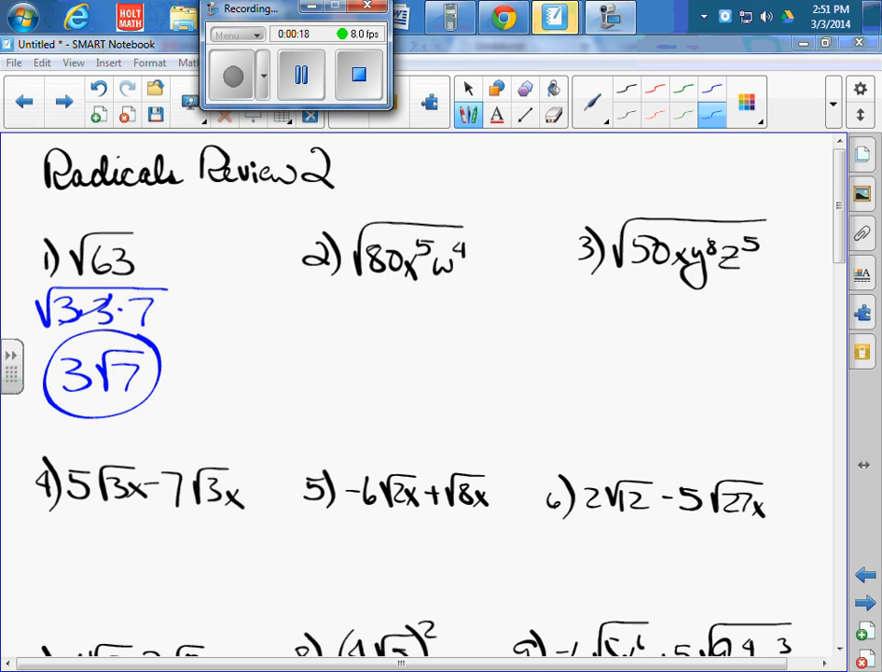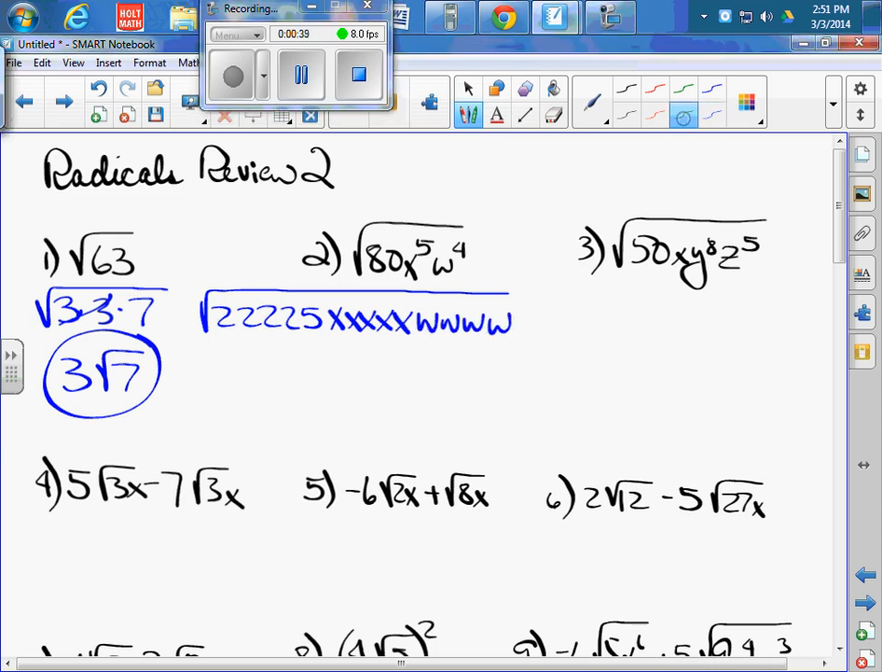Number 2, radical 80, x to the 5th, w to the 4th. If you're really not sure how to work these out, find the prime factors of 80 and write them out. 2 times 2 times 2 times 2 times 5. Write down 5 x's and 4 w's. And start pulling out pairs. This would ensure getting the right answer.